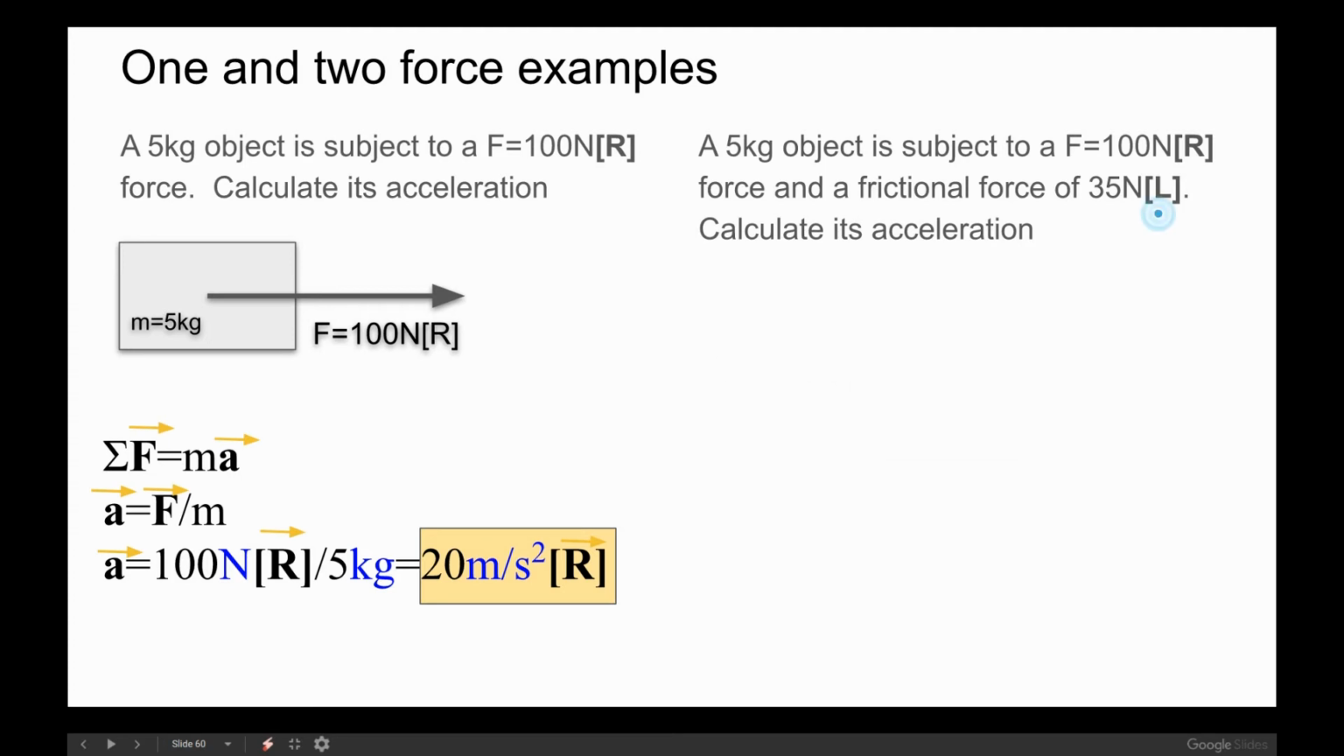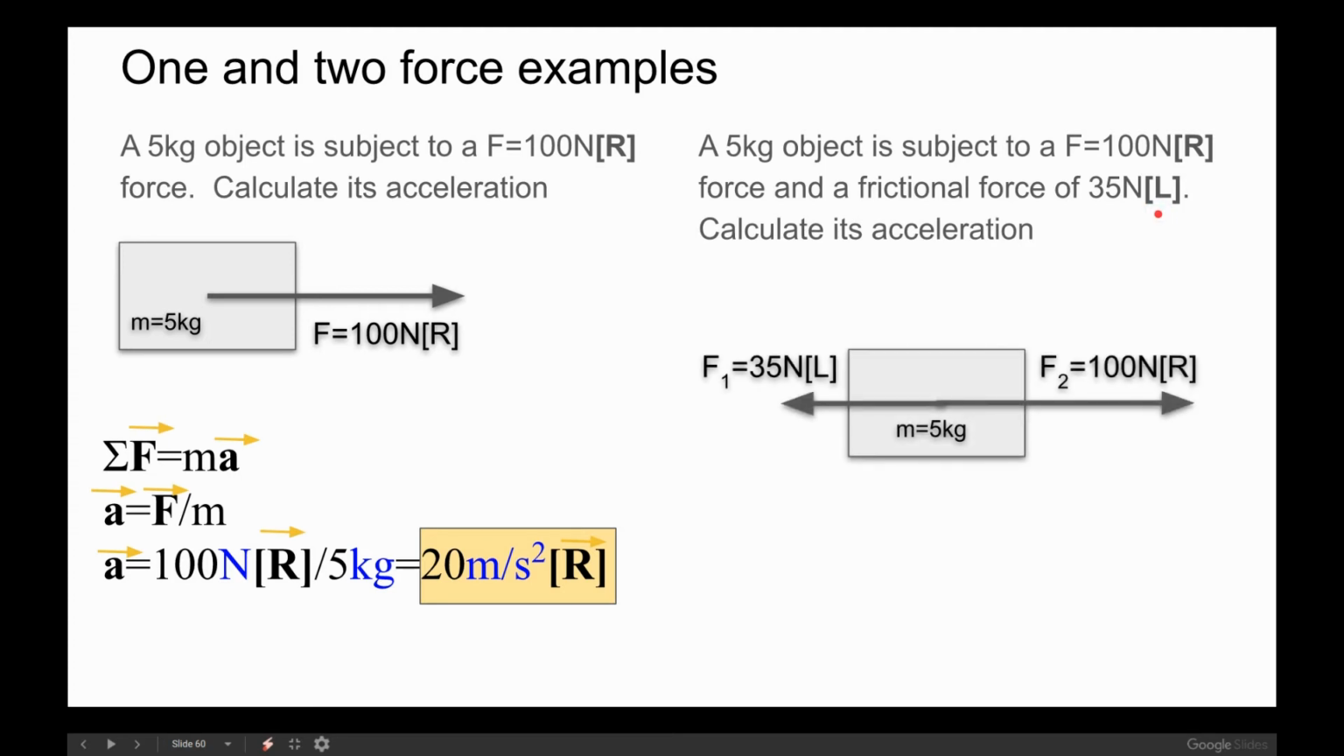A 5 kilogram object is subject to 100 newtons right and a frictional force of 35 newtons left. Calculate its acceleration. So now we have two forces on the free body diagram horizontally. 100 newtons to the right, 35 newtons to the left. And the mass is 5 kilograms. We always start the vectors from the center of the object. We don't put them on the edge. Bring them right to the middle. That's typically how it's done.